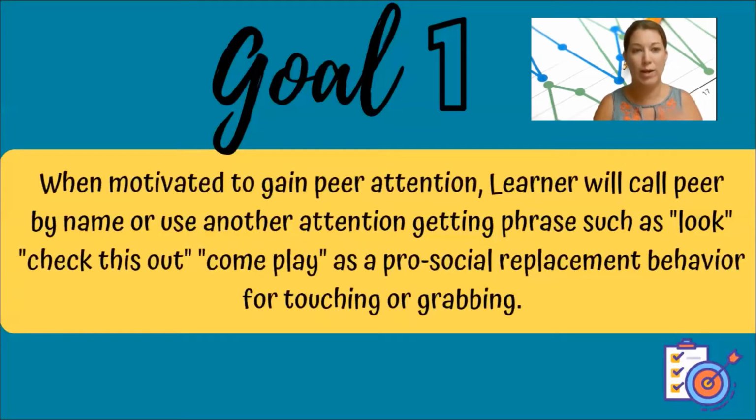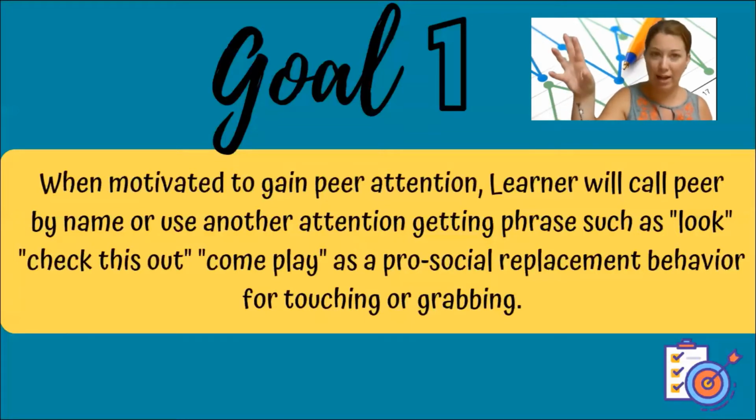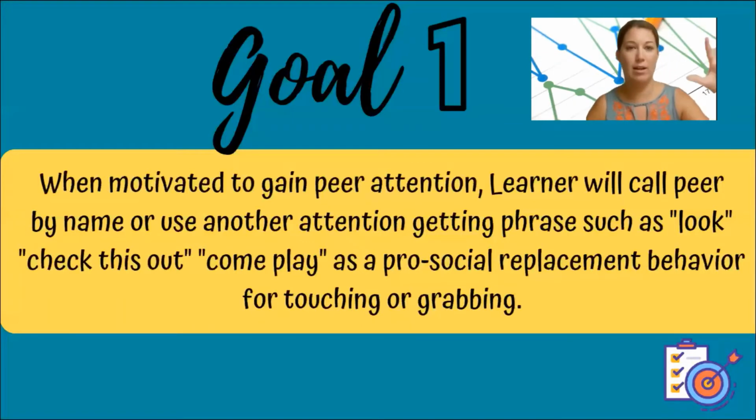So if there were 20 opportunities, 10 times they grabbed, 10 times they said, hey, check this out. 50% of the time they grabbed, 50% of the time they used one of those taught phrases. So I will be able to see that on the graph. Week to week, if my intervention is effective, I would want to see grabbing 40%, calling names 60%, calling names 70%, touching 30%, saying, hey, check this out, or using other phrases 80%, touching or grabbing 20%, you get the idea. So we're graphing that together, behavior skill acquisition and a behavior reduction target.